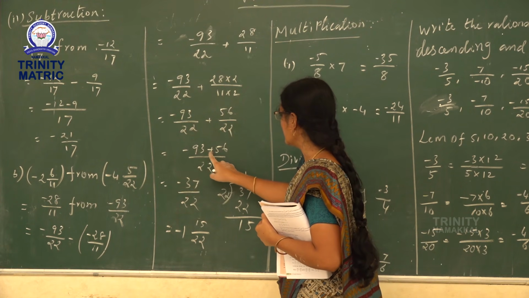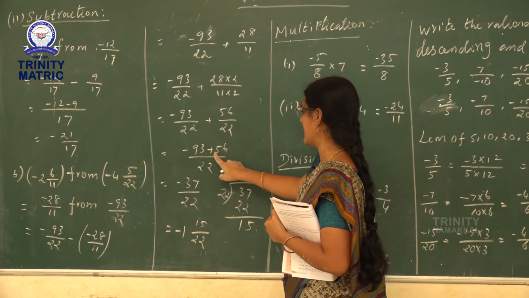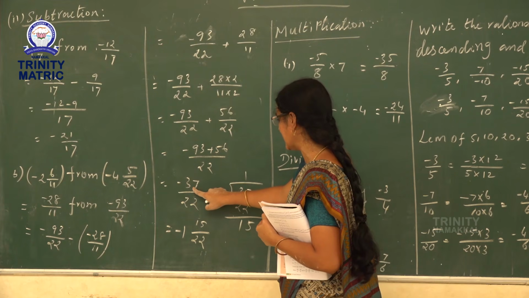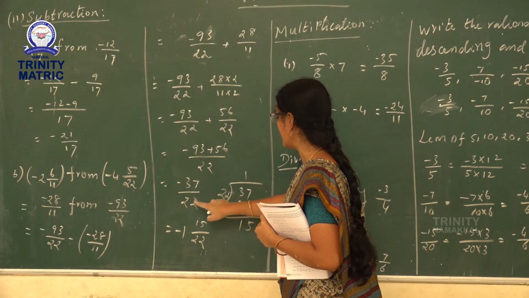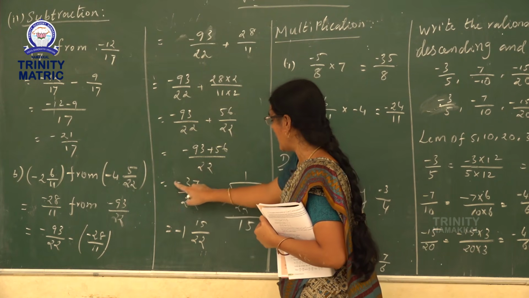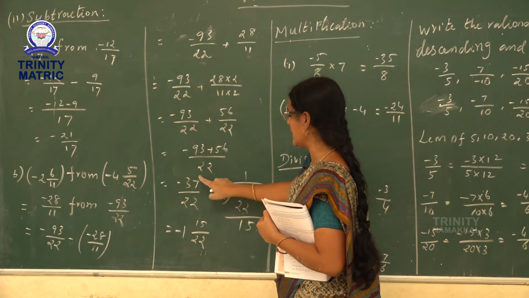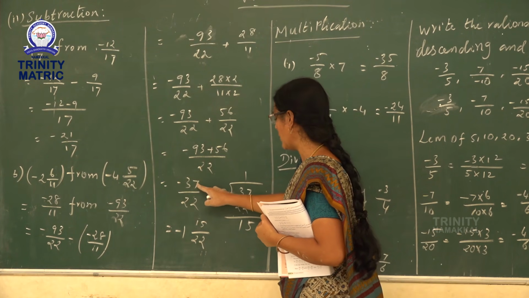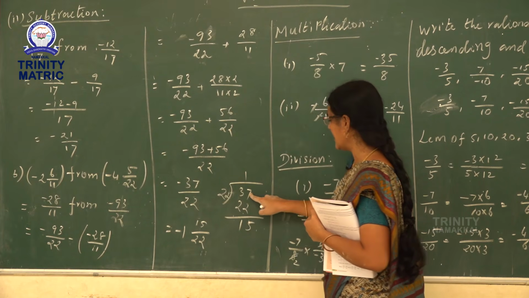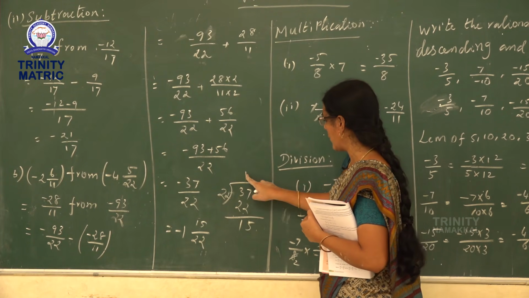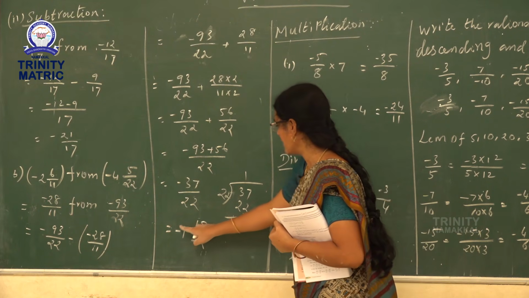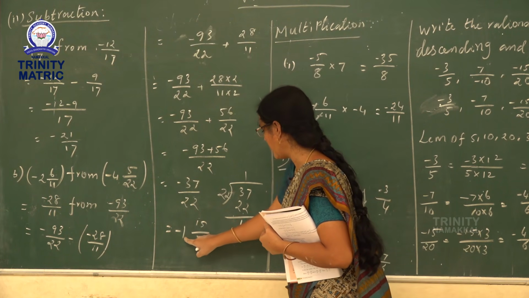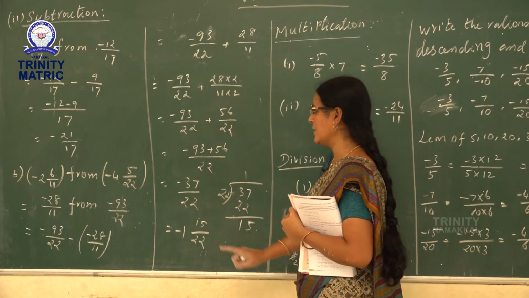Subtract these numbers, here minus sign, here plus sign. Subtraction, we get the answer 37. The bigger number's sign is minus. Minus 37 by 22. We want to change the improper fraction into a mixed fraction. So divide these numbers, 37 divided by 22. 1 time we get 22. The remainder is 15. So the final answer is minus 1, 15 by 22.